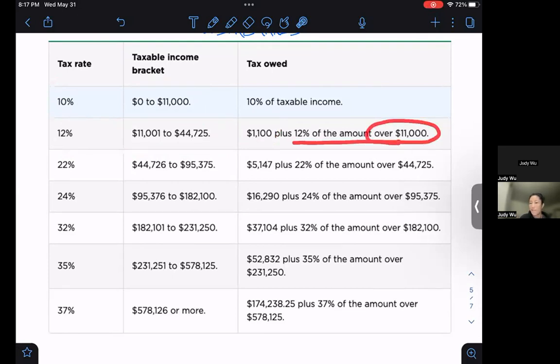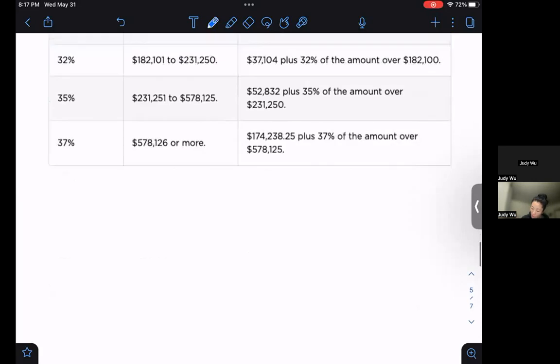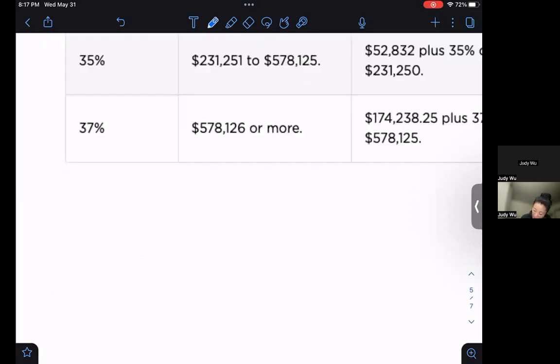So if I made $11,001, I would only pay 12% on the $1. Everything else I would pay only 10%. Okay. So let me actually show you an example of what I mean by that. All right. So let's put an example here.